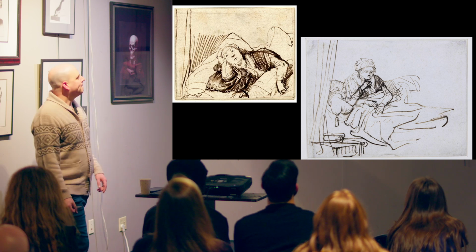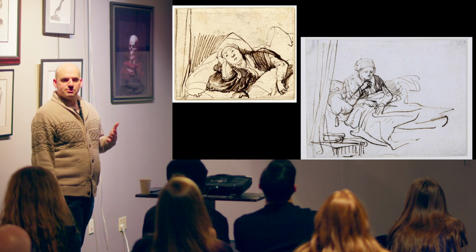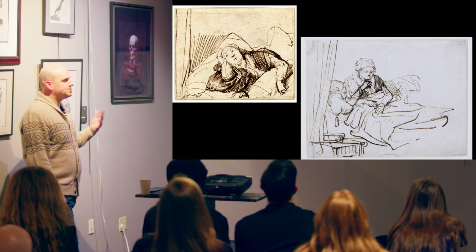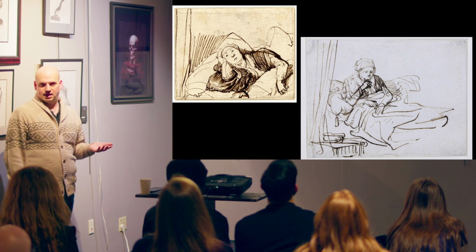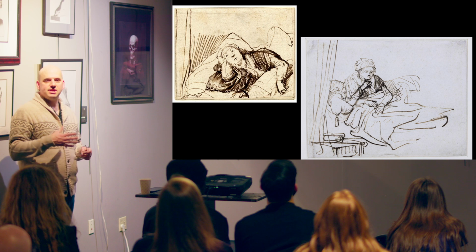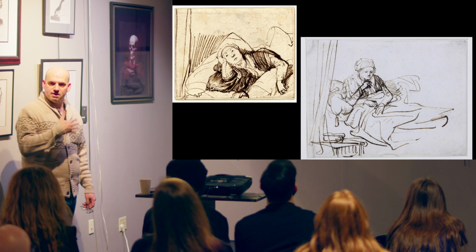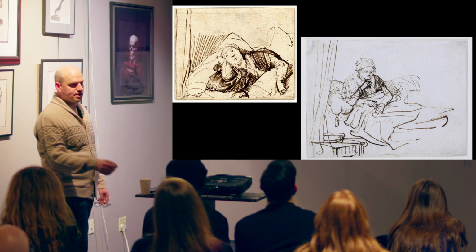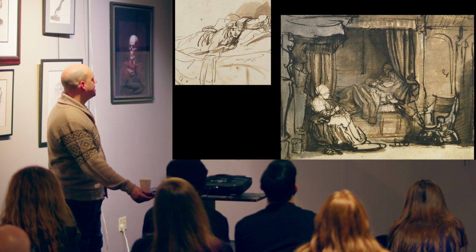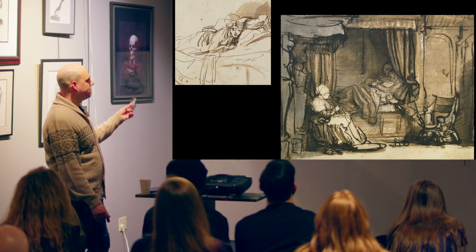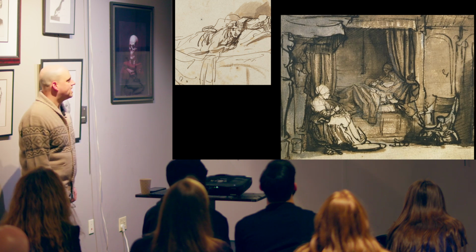Saskia does become ill, most likely with tuberculosis, and he does actually sketch her while she's dying. It's a really sincere diary in a way of this period in Rembrandt's life. He does paint her in a few different ways. Here we have a maid at the bedside.